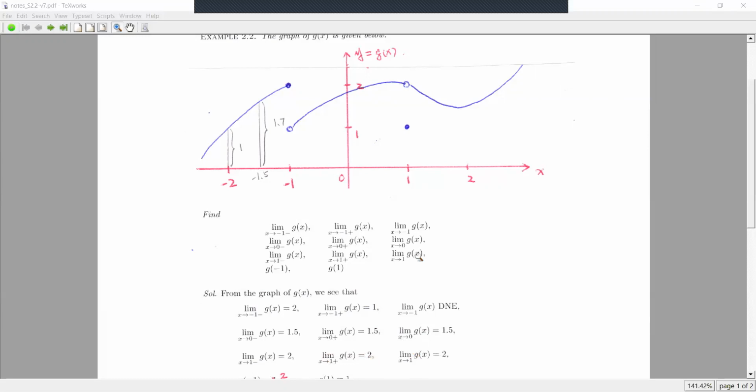Now, this limit, both-sided limit at 1. When x approaches 1, what number will the function approach? No matter how x approaches 1, the graph always approaches this open dot. The height of this open dot is 2. So the both-sided limit is 2.